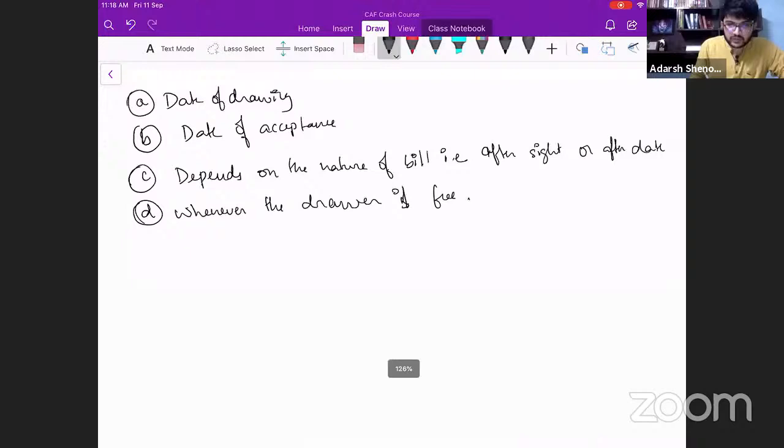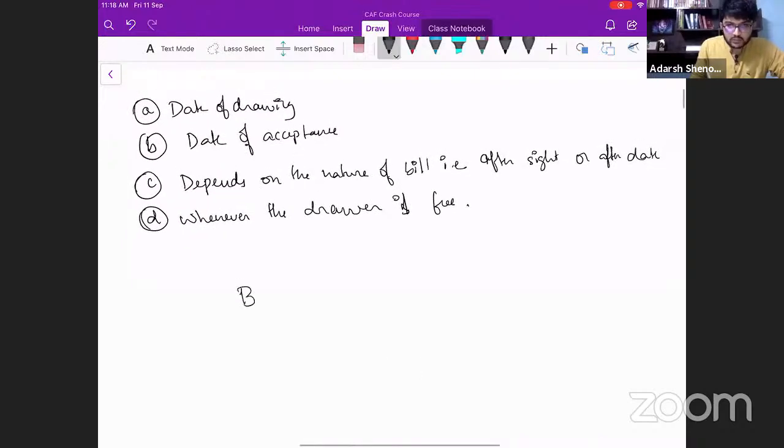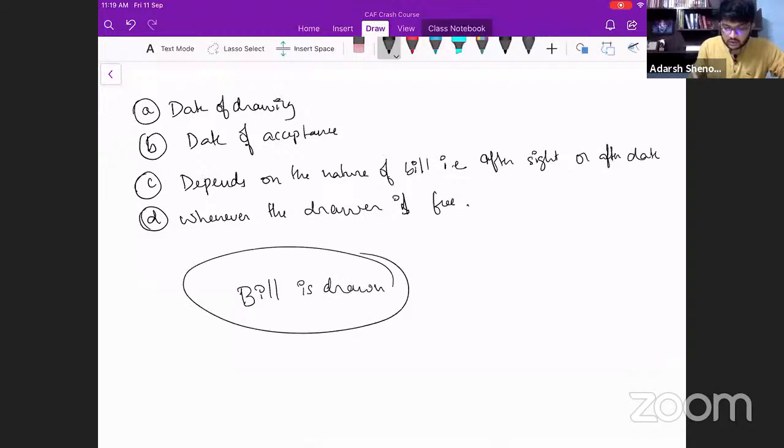Now, I will ask you a very simple question. A bill is drawn on the drawing date. Is it an asset? Is it an asset on the drawing of the bill? I draw a bill today. Salman Khan has to pay Adarsh Shenoy 1 lakh rupees. Is it an asset for me? I have drawn a bill, right? Will I record an entry in my books? Bills receivable account debit. Can I recognize this asset?